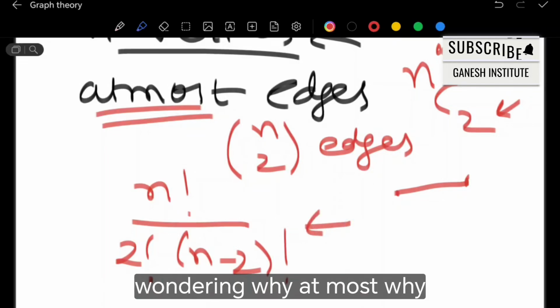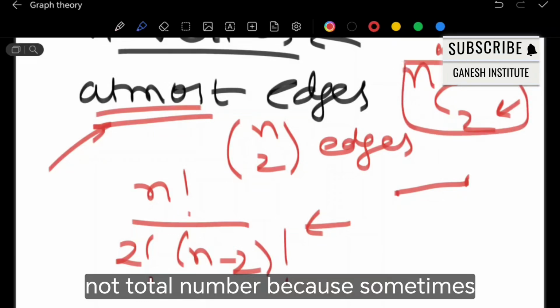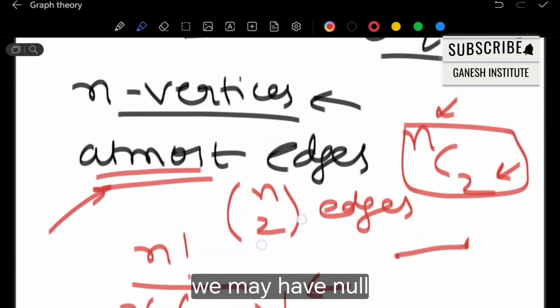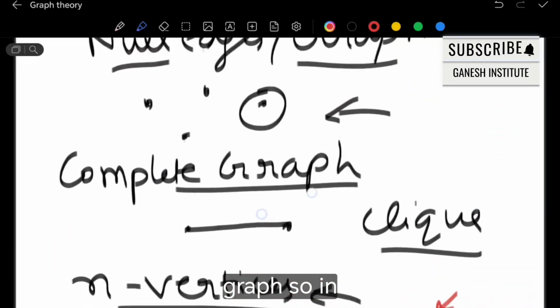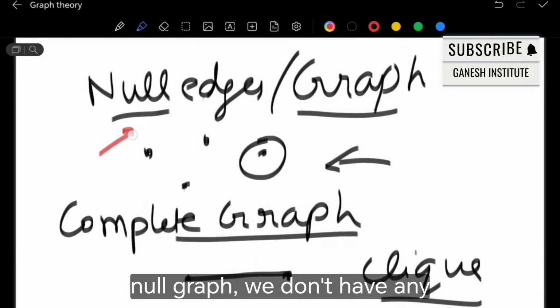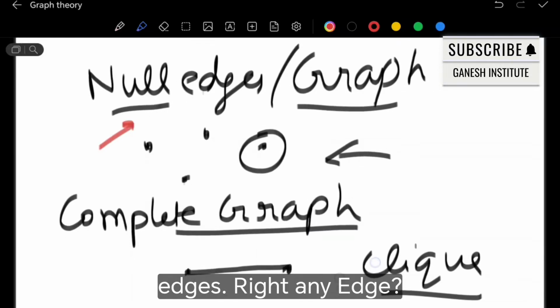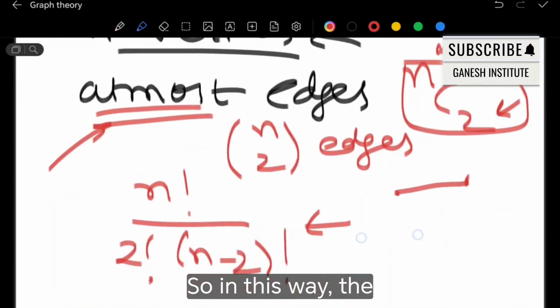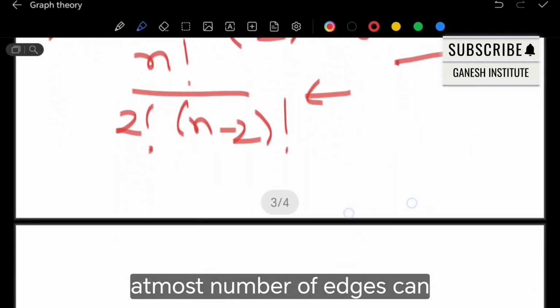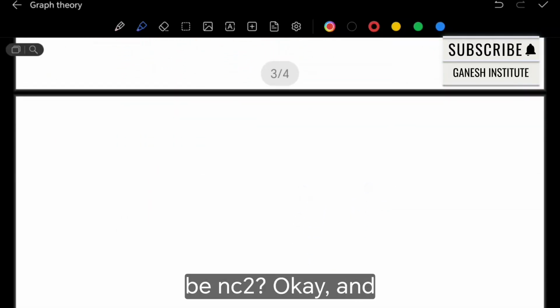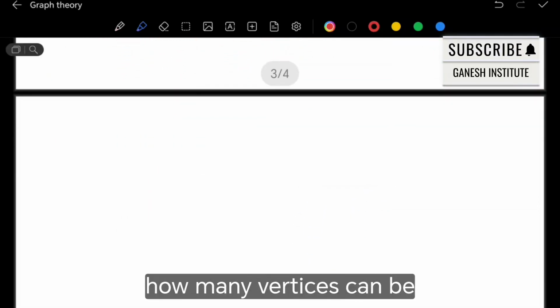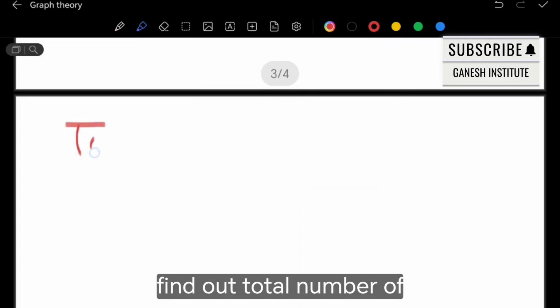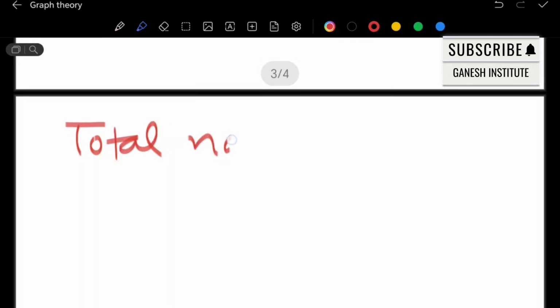Now you might be wondering why at most, why not the total number? Because sometimes we may have a null graph, and in a null graph we don't have any edges. So in this way, the at most number of edges can be nC2.